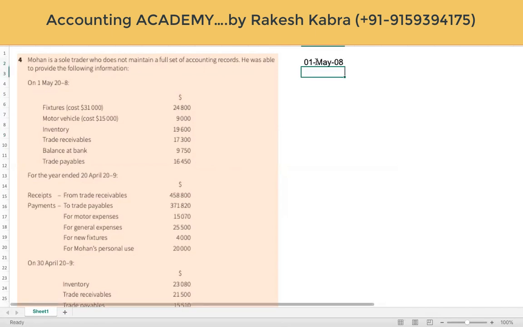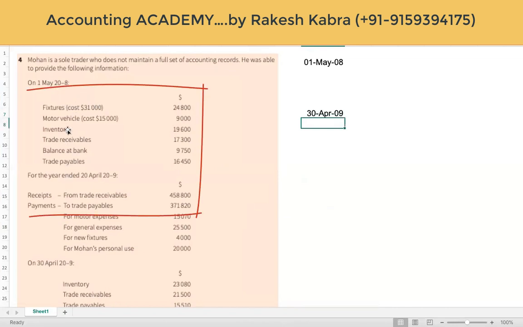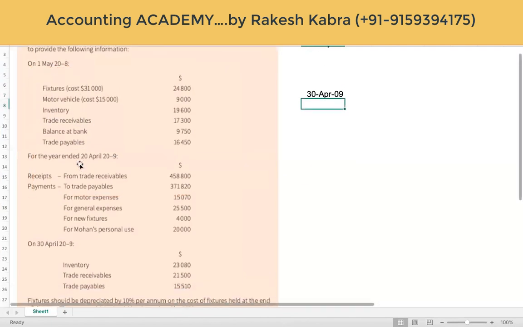So when will it end? April 30th, 2009. Now see, on the beginning date we have these assets and liabilities: fixtures, motor vehicle, inventory, trade receivables, balance at bank, trade payables. So these are the assets and liabilities on the beginning date.